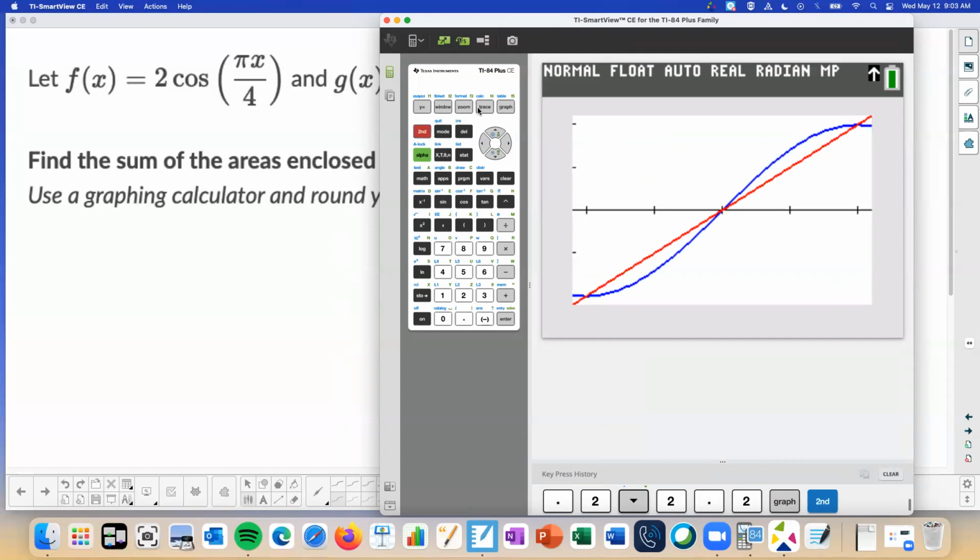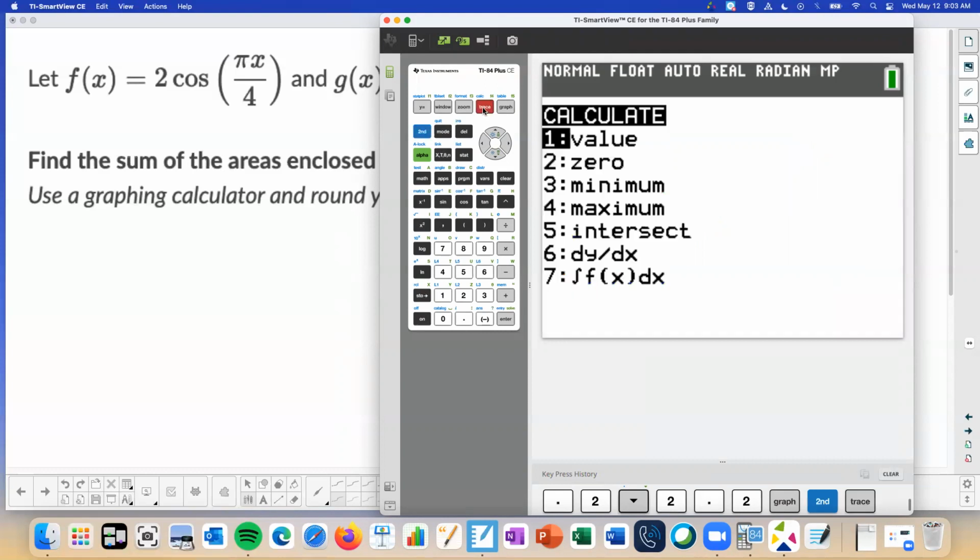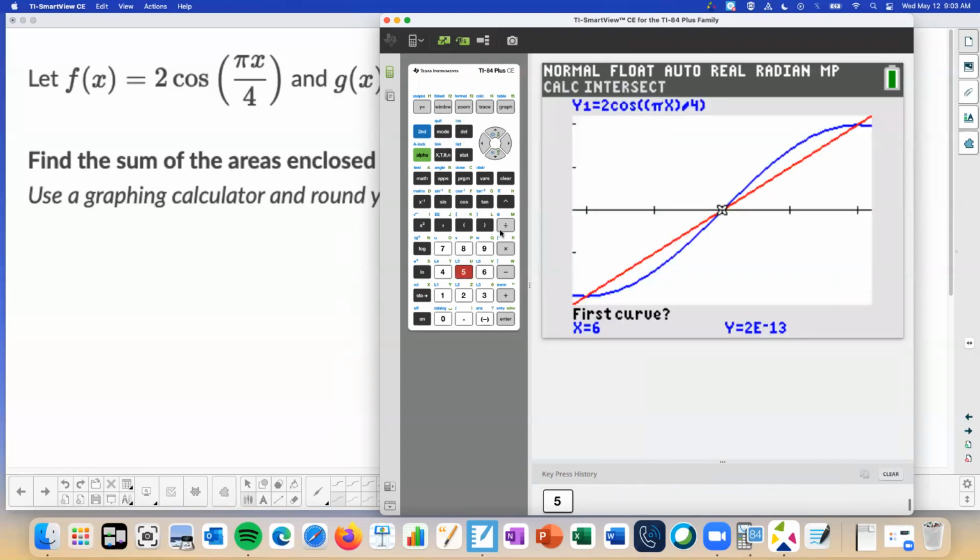So second trace brings you to the calculation menu, because above trace in blue, it says calc. And the fifth choice is for finding intersections of 2 lines. First curve. If you have a colored screen, it's much easier. It's not any harder. Mine is on the blue curve. I only have 2 curves, so I just hit enter. And then it chooses the second one, so I hit enter.